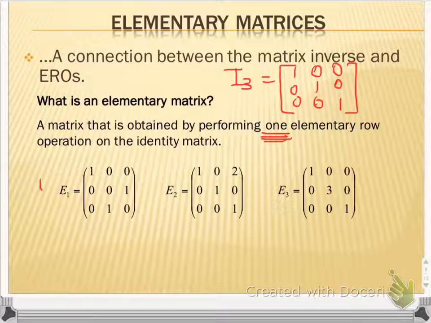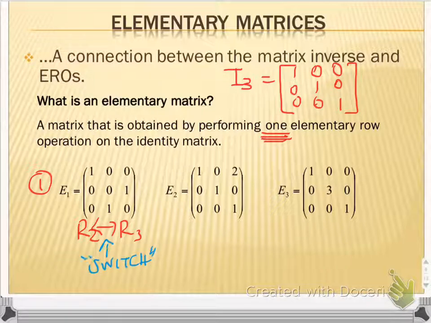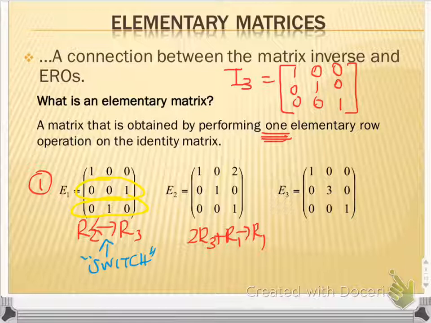So in this first example here, E1, we see that row 2 and row 3 were switched. I haven't used this notation, but this is another notation for switching rows when you're doing an ERO. You guys can see that row 2 and row 3 have been switched. And then in the second example, what's going on with the original identity matrix? Well, it looks like we took 2 times row 3 and added it to row 1, and that gave us a new row 1. So 2 times row 3 plus row 1 gave us a new row 1.